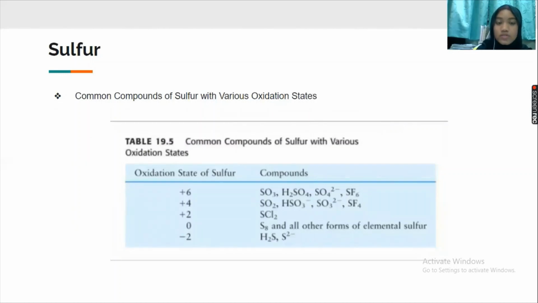Here are the common compounds of sulfur with various oxidation states. When the oxidation state of sulfur is +6, the compounds are like SO3, H2SO4, which is sulfuric acid, SO4 2-, and SF6. When the oxidation state is +4, the compounds are like SO2, HSO3-, SO3 2-, and SF4. When the oxidation state is +2, the compound is SCl2. When the oxidation state is 0, S8 and all other forms of elemental sulfur. And the -2 oxidation state gives H2S and S2-.